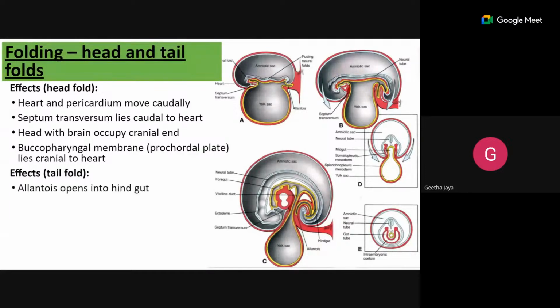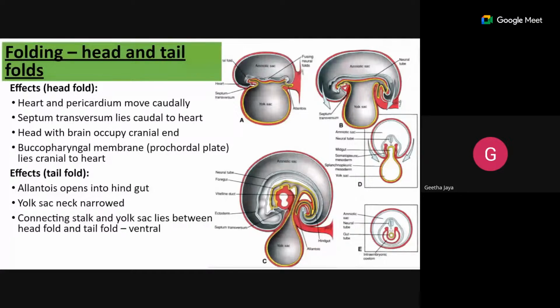Effect of tail fold: the allantois opens into the hindgut, which was initially in the connecting stalk, and divides the hindgut into pre-allantoic and post-allantoic parts. The yolk sac neck narrows. The connecting stalk and yolk sac lie between the head fold and tail fold ventrally, and on the other side between the lateral folds. The amniotic cavity covers the embryo almost completely and it expands.